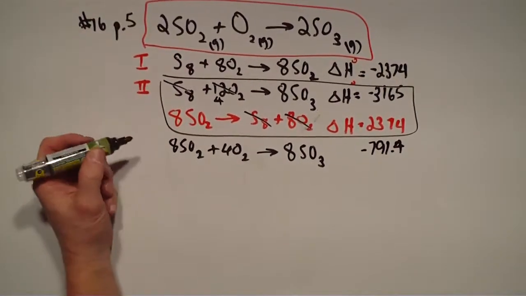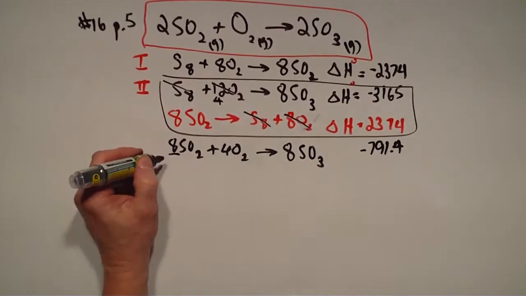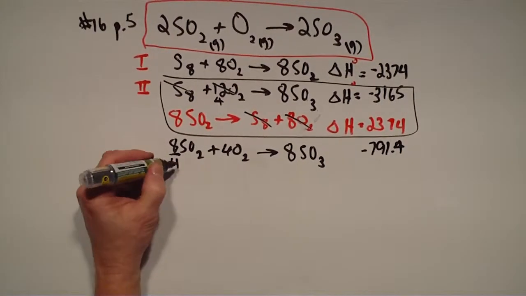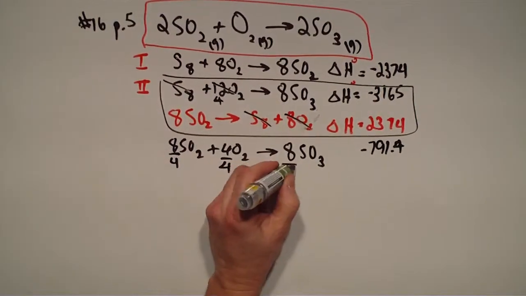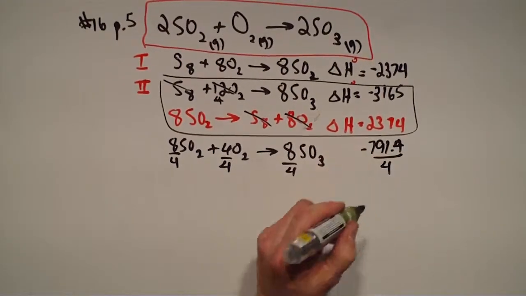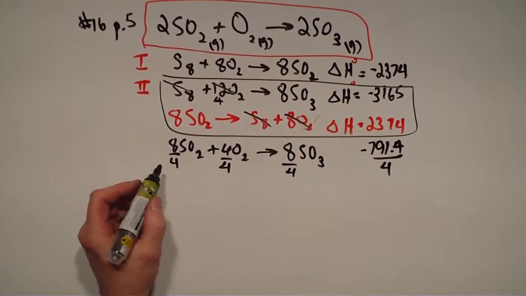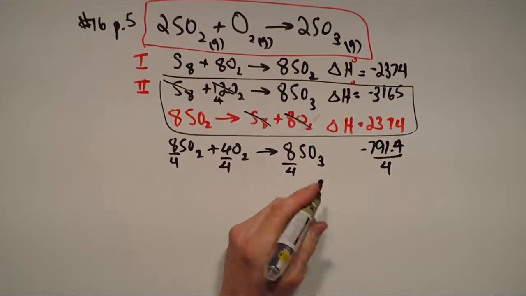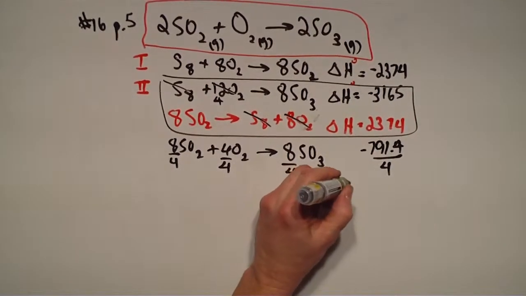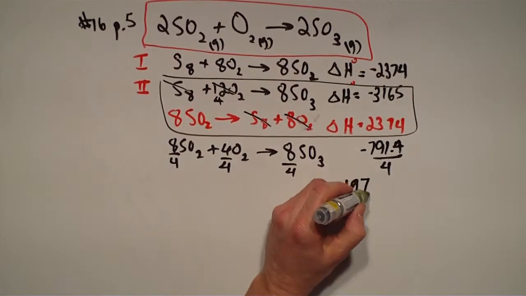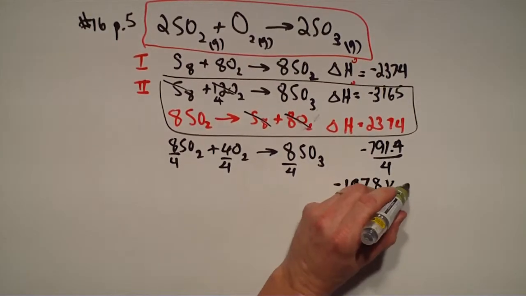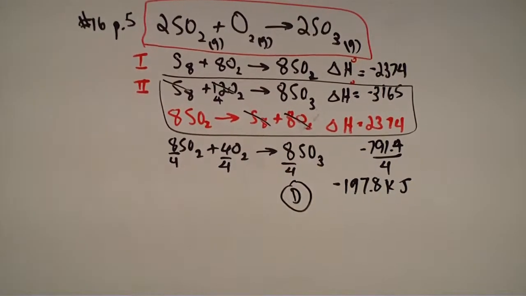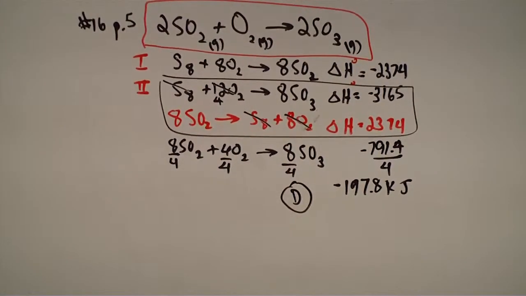only have 2. So I really do need to divide this whole thing by, let's see, what would it be? It's going to be 4. I have to divide all of these by 4, and I have to divide that by 4. Okay, so that is going to give me the 2, 1, and 2 that I need. That dividing by 4 gives me negative 197.8 kilojoules, which I can now see is selection D from our packet. So this is an example of Hess's law.